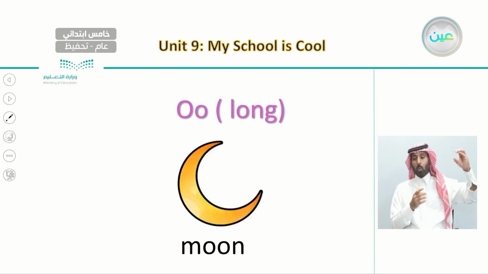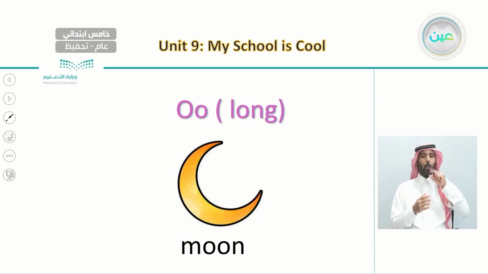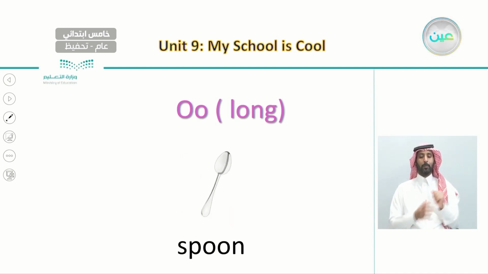Now we have other words with the long O's, like moon. Moon. So moon is a word that has two O's, but the longer one. Also we have spoon. Spoon. Also spoon is a word that has two O's and also the longer one.